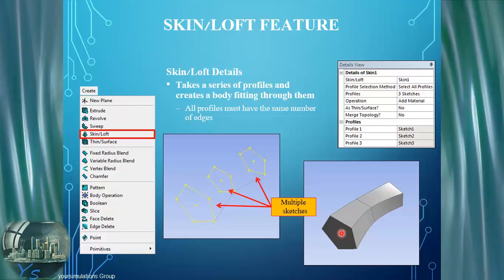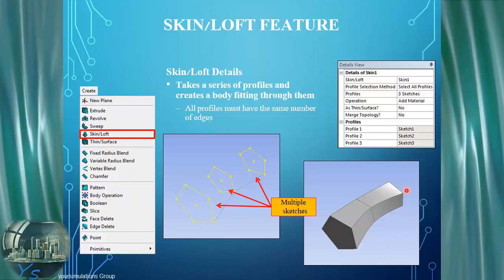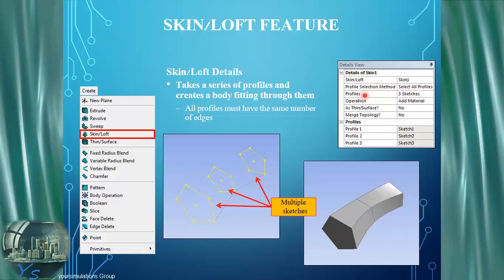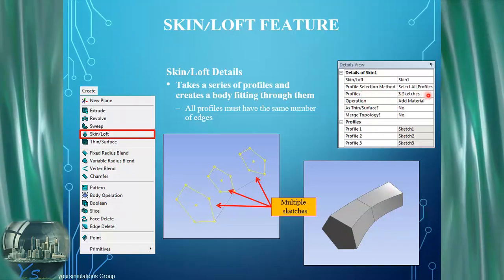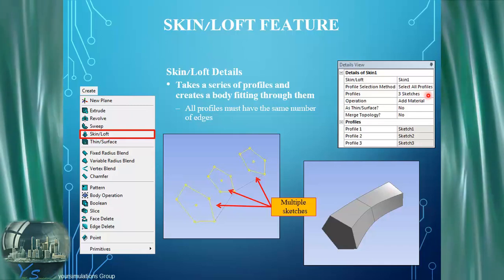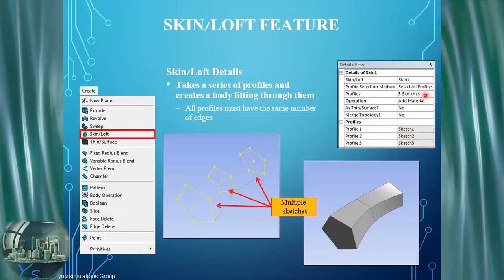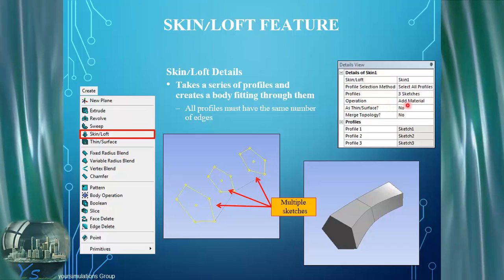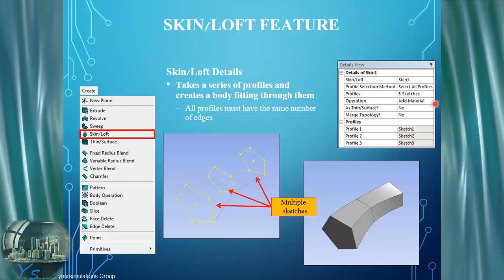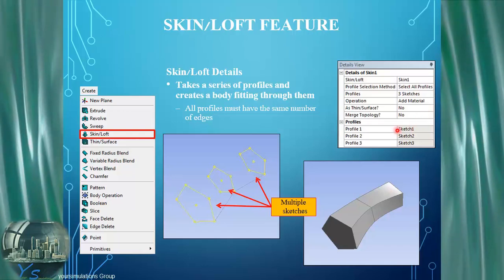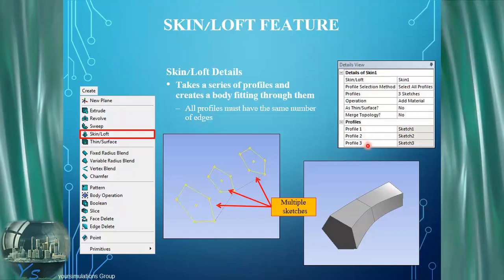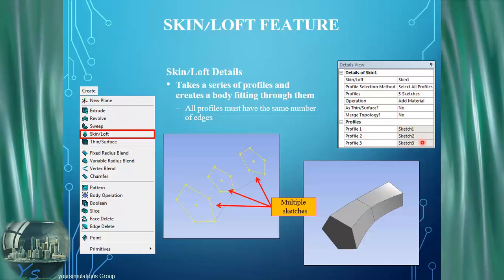So in the details view here, we can see we would specify the number of profiles to be used in order to create this 3D geometry using the skin loft tool. In this case, we've chosen 3 sketches, and we're opting for adding of material to result in an opaque active body. And we can see here underneath the profiles which are being used to generate this particular body using the skin loft tool.